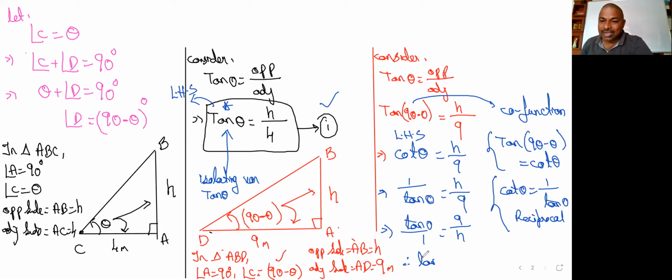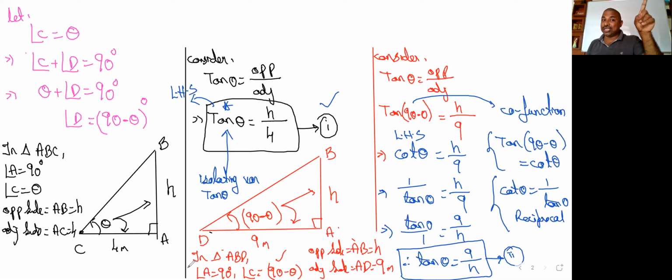Therefore, now what we got? Tan theta is equal to 9 by h. Now I like to call it as equation 2. Right? In the first equation, what is the isolating variable? Tan theta. So we got h by 4. Here, again we got tan theta is equal to 9 by h.